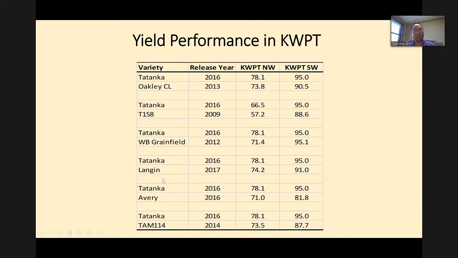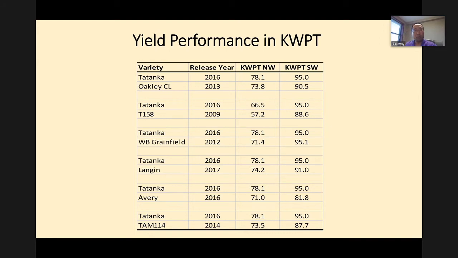Then I also listed Langing, Everly, and TEM114. Those three were released at almost the same time as Tatanka. We also see a yield advantage. Tatanka has a 4 bushel yield advantage over Langing in both regions. Compared with Everly, Tatanka actually has an even larger yield advantage. And it also has a yield advantage over TEM114 in both regions. So it's a pretty good yield.